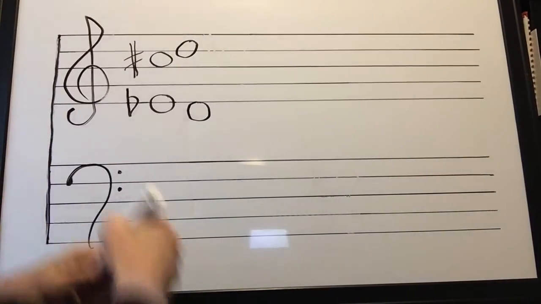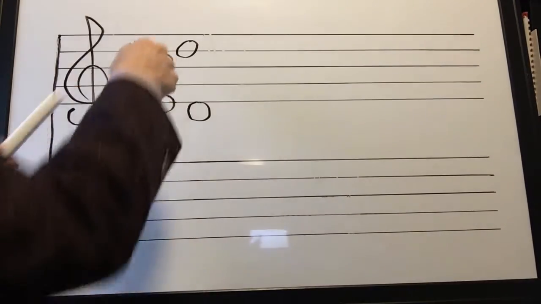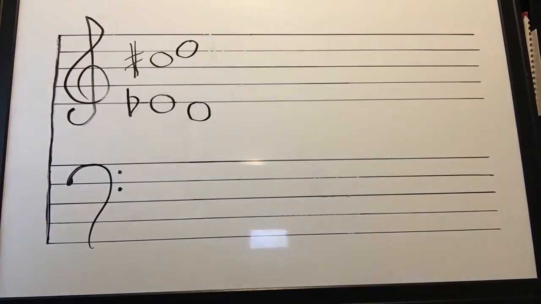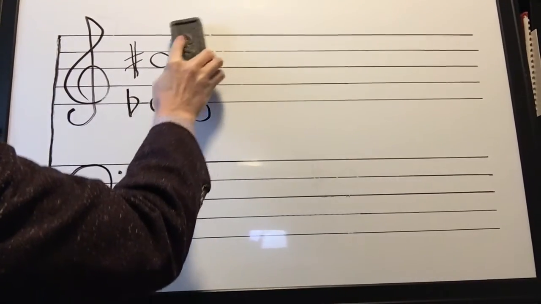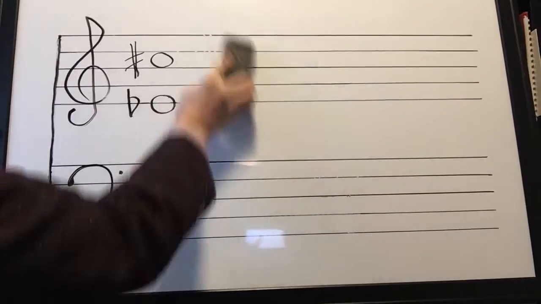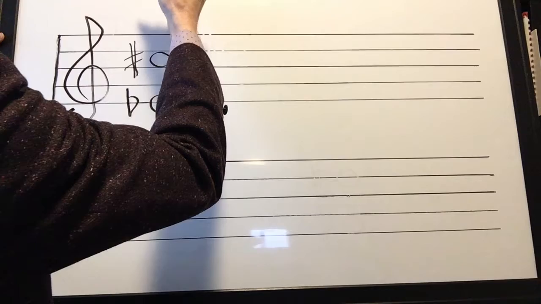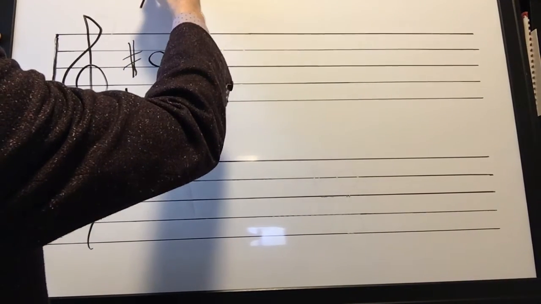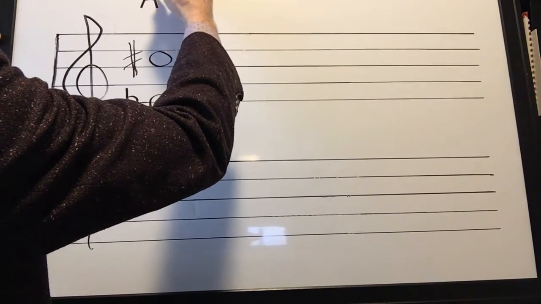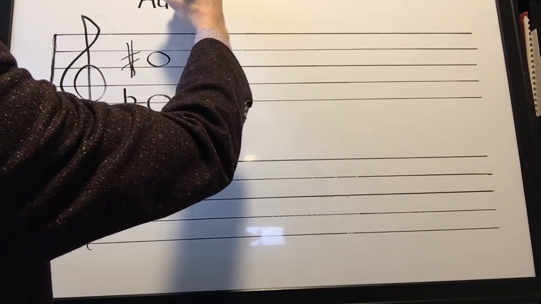Okay, so what is this thing called here? Well, augmented sixth is that interval, and that's what we call these. We call them augmented sixth chords. And they come in 3 different varieties.